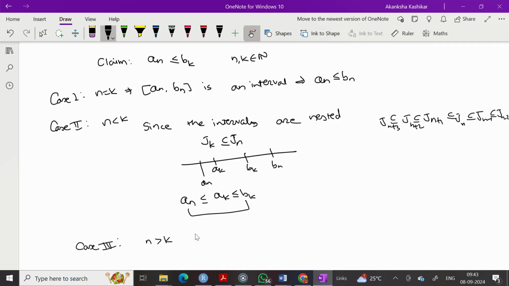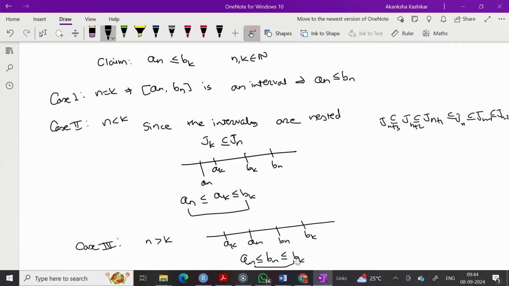If n is greater than k, then again from this picture, what will I have? A_n and B_n will be inside A_k, B_k, like this. So what can I write? I can write a_n is less than or equal to b_n is less than or equal to b_k, and hence a_n is smaller than b_k.